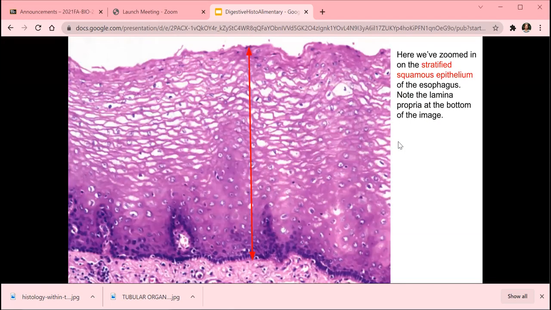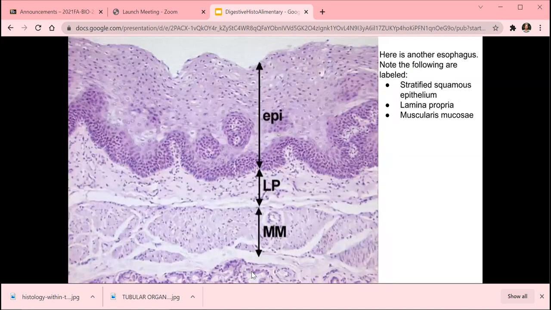Here, I zoomed in on the epithelium for you, so you can see a stratified squamous epithelium, more than one layer, and the surface layer cells are flat, and you can see a small part of lamina propria in this picture. In this picture, you can see the whole tunica mucosa. Our tunica mucosa has three layers. First, we have a stratified squamous epithelium. Then we have lamina propria. And the last layer is called muscularis mucosa.